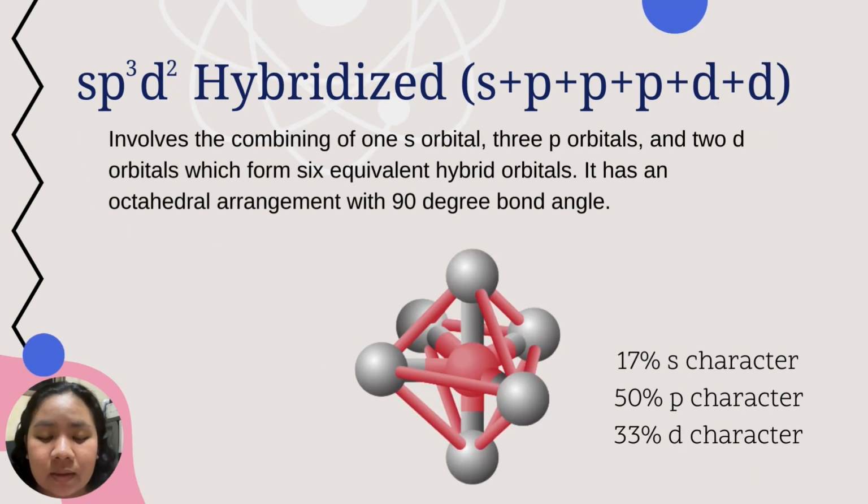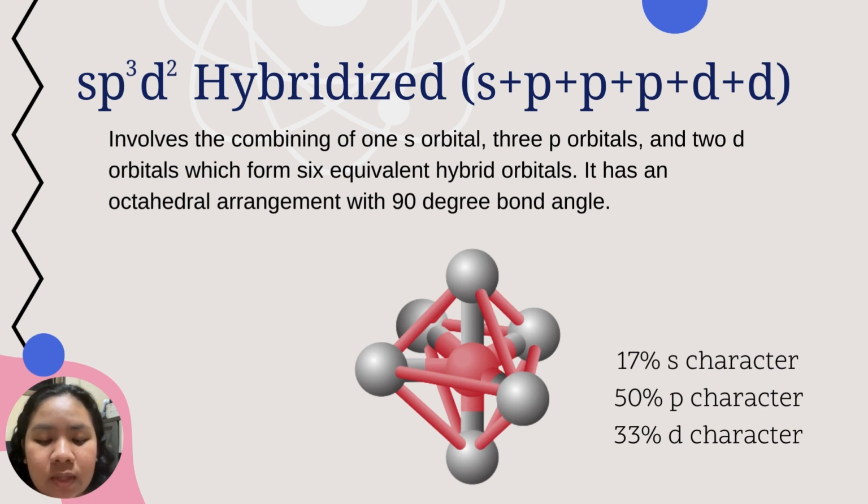sp3d2 hybridized. This involves the mixing of one s orbital, three p orbitals, and two d orbitals to form six equivalent hybrid orbitals. These hybrid orbitals have an octahedral arrangement with four orbitals arranged in an equatorial plane and two in axial positions. This hybridization occurs in molecules where a central atom is bonded to six other atoms or lone pairs. For this type, s character is 17%, p character is 50%, and d character is 33%.